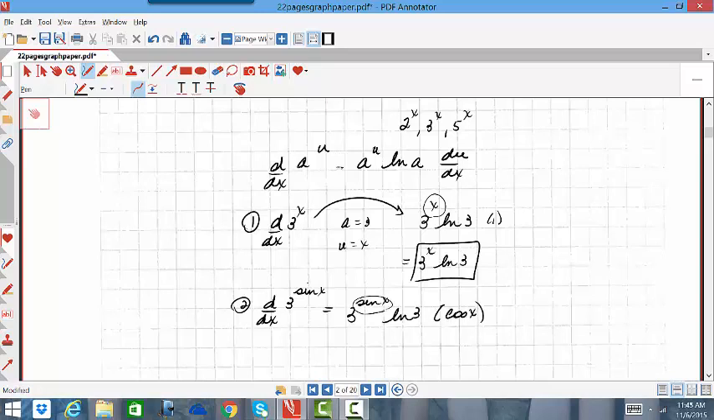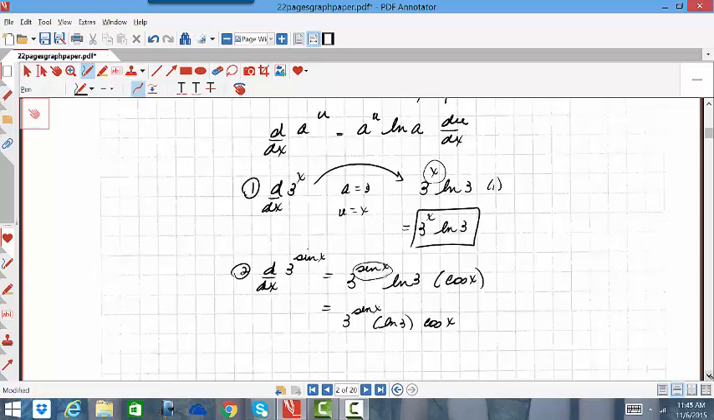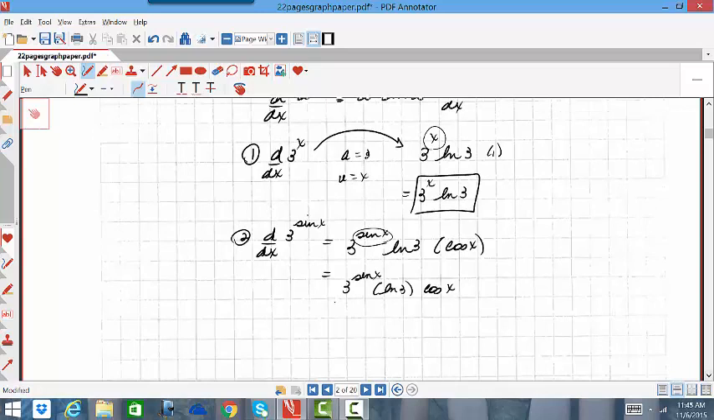Now this one's kind of difficult to write. I guess we could really leave it in that order. Remember, this is 3 to the power of sine x, and I would put the natural log of 3 in parentheses, so cosine x is not confused as being the argument of the natural logarithm. Right, so it's really not difficult to apply, it's just learning that formula.